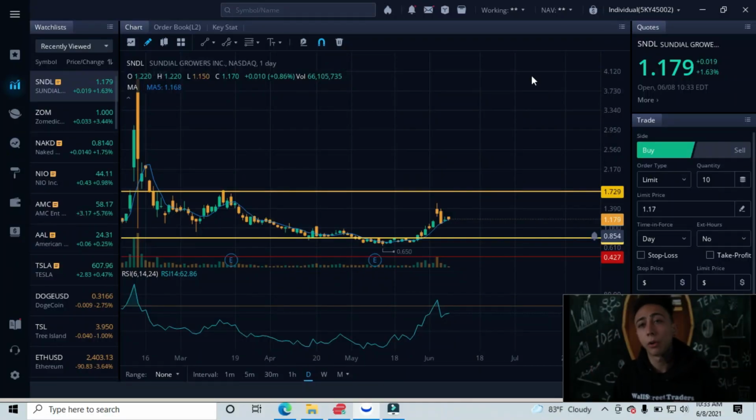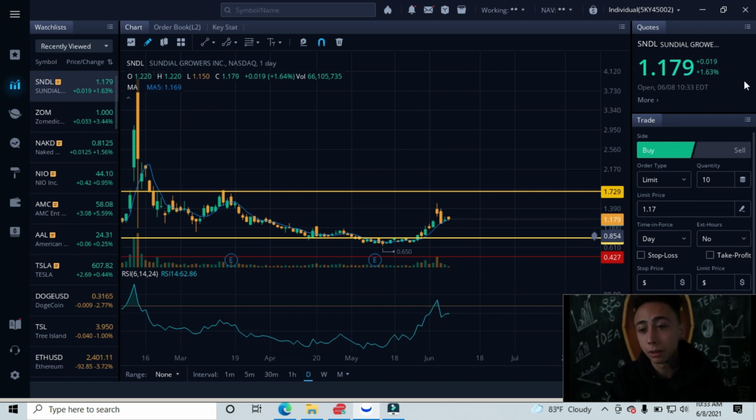The next stock that we're breaking down for this morning is Sundial, or ticker symbol SNDL. We are starting from a higher time frame, that being the daily interval. This allows us to find the overall direction and trend that our stock is in. I have my lines and graphs already set, which we'll get into here in a second, but let's go ahead and dive in.